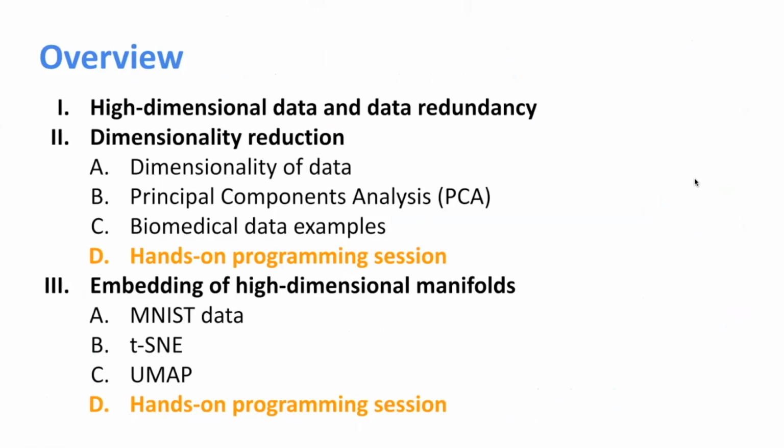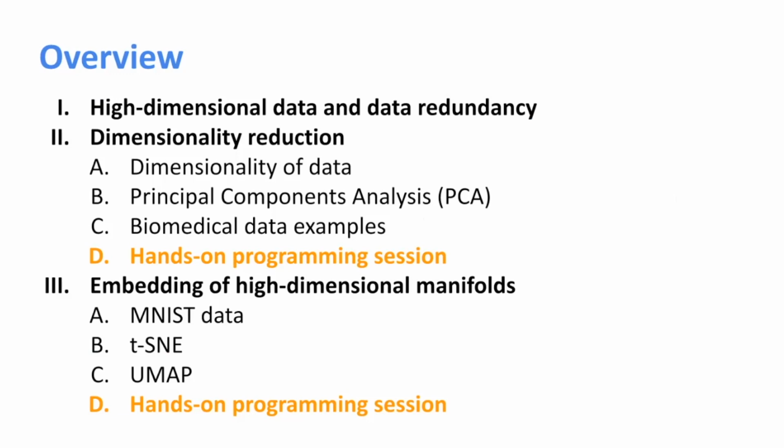It's roughly split into three pieces. First, we're just going to talk about what high-dimensional data and data redundancy are. Then we'll talk about some dimensionality reduction methods, so how you can get this complex data into a more manageable form. This is specifically principal components analysis. And then we do some hands-on programming. It's basically a pre-made Jupyter notebook where we can go through the code of some applications.